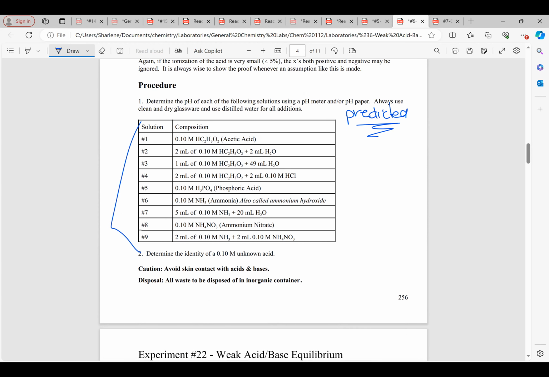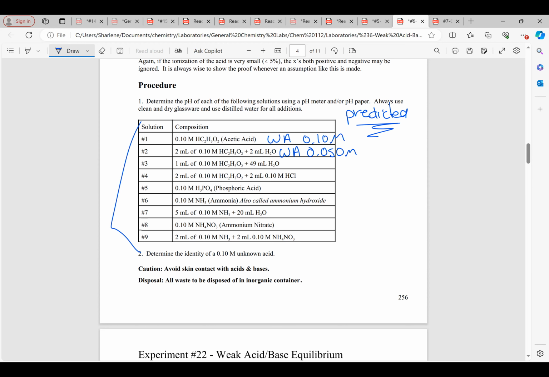Okay, so before we go on, let's just identify what in the world we're doing. This is 0.1 molar acetic acid, so that's just a weak acid. 2 milliliters of acetic acid and 2 milliliters of water. Well, it's still just a weak acid, but I diluted it. So 2 mils plus 2 mils, so I doubled the volume. So now I half the molarity.